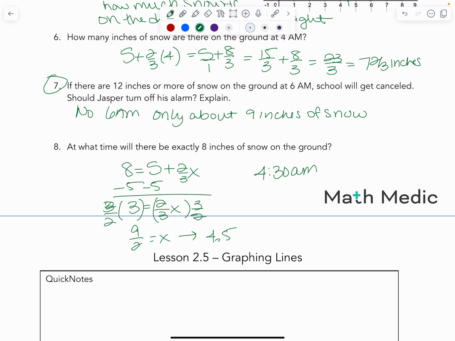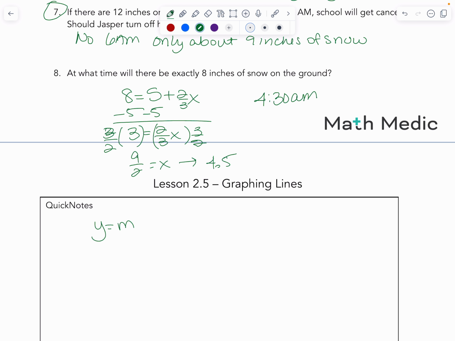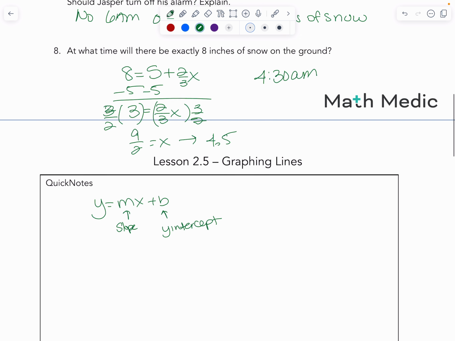Okay? And what I wanted you guys to get out of this again is y equals mx plus b. m is the slope. b is the y-intercept, which is where it crosses the x-axis. Sorry, crosses the y-axis. Oh my gosh.